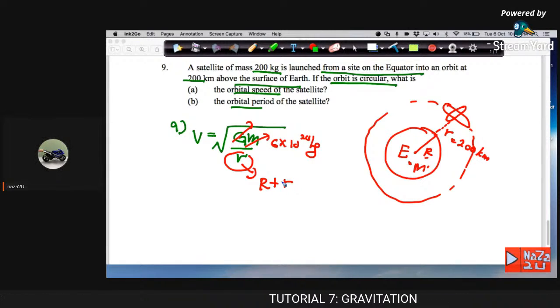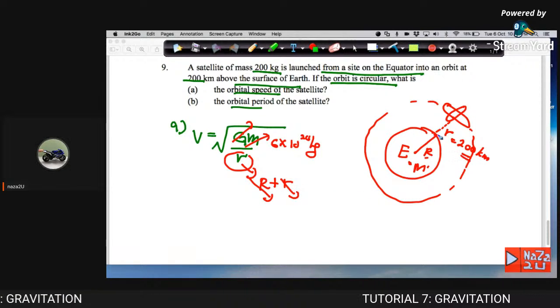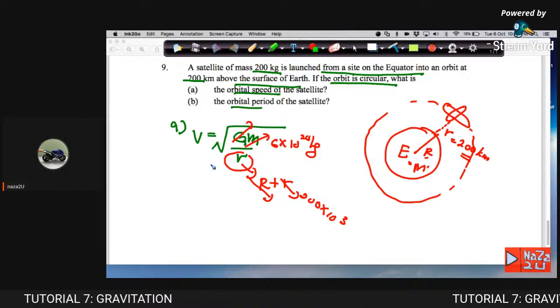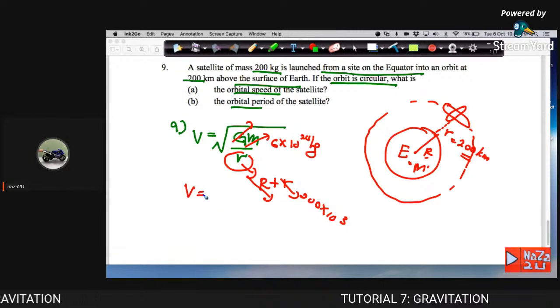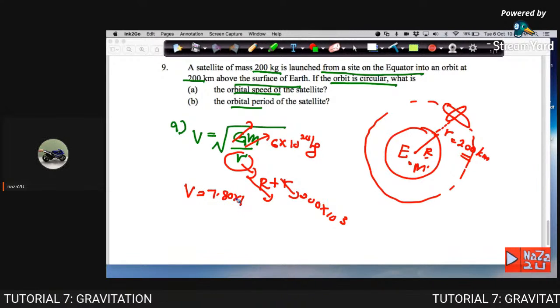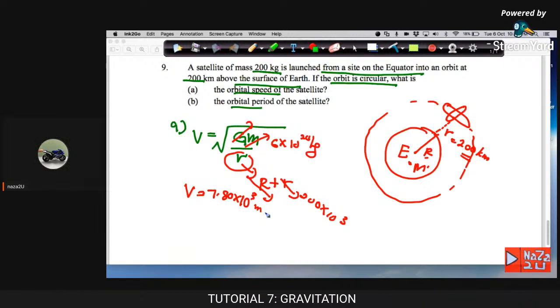Okay, so now substitute the constant value of the Earth's radius. The r here is the distance from the surface to the satellite. This is 200 km, which is times 10 to the power of 3 meter. And then you substitute the values. So we have the orbital speed here equal to 7.80 exponent 3 meter per second.